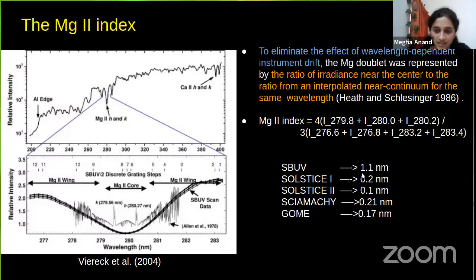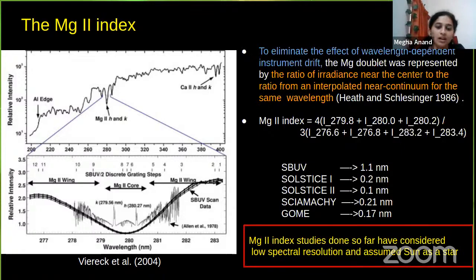Because of this, so far the magnesium index has been studied by considering the line intensities at these positions. For example, here the quoted positions 6, 7, and 8 are considered as the line position, and the weighted average of these as the line intensity. And the continuum is considered at positions 1 and 2 on the right hand side and 11 and 12 on the left hand side. So far the magnesium index has been defined like this using low spectral resolution data, and also assuming the Sun as a star.